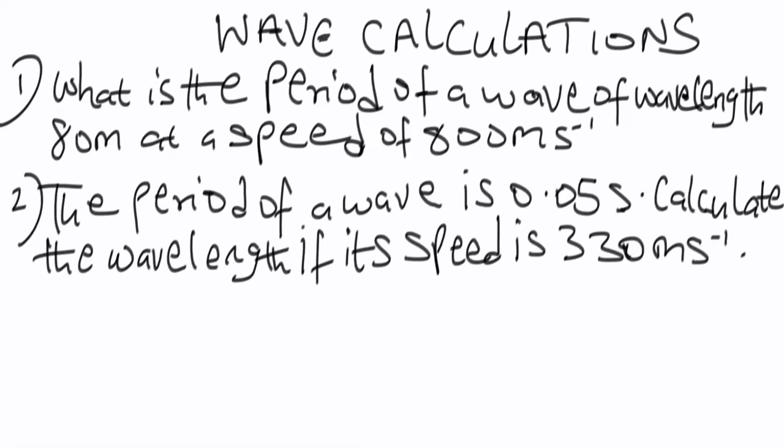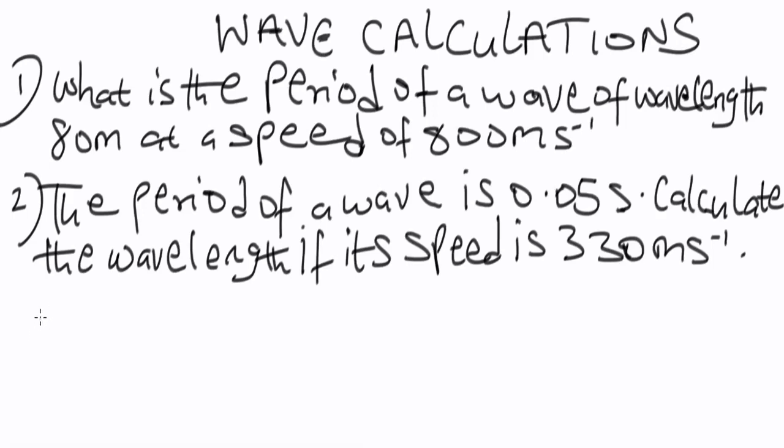In this video, we are going to learn how to calculate the frequency, wavelength, and velocity of a wave motion in physics. Okay, so let's begin with these problems I have here and progress from there. Question 1 says, what is the period of a wave of wavelength 8 meters at a speed of 800 meters per second?